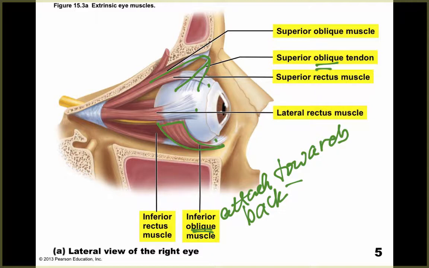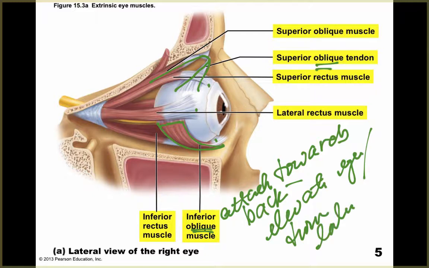So the inferior oblique is going to elevate the eye, which is up, and then it turns it lateral. For the superior oblique, basically the superior oblique is going to depress the eye and then again turn it lateral because it's connected on the back.